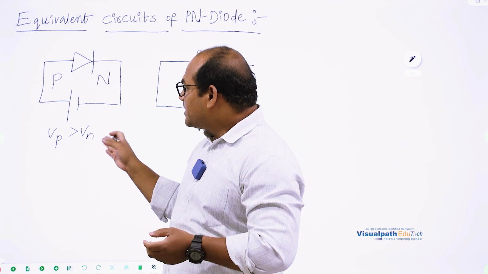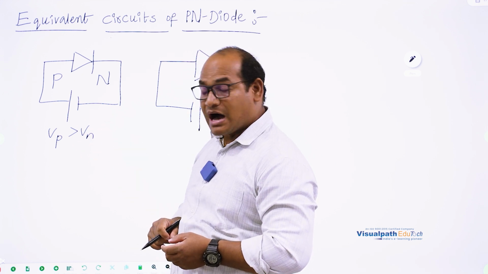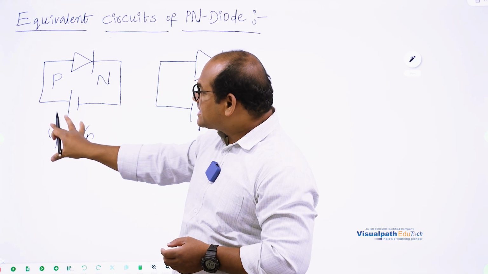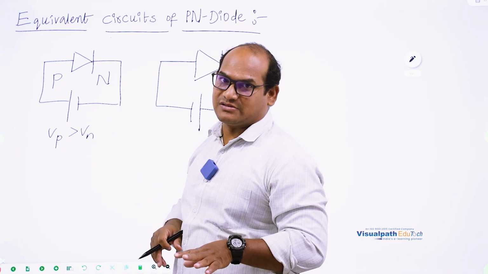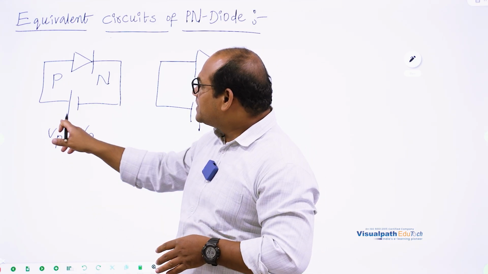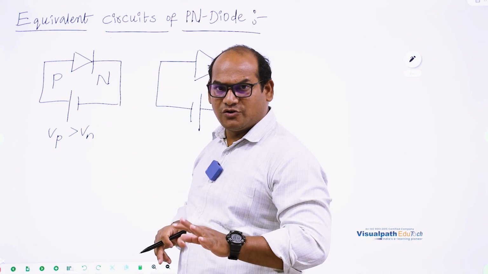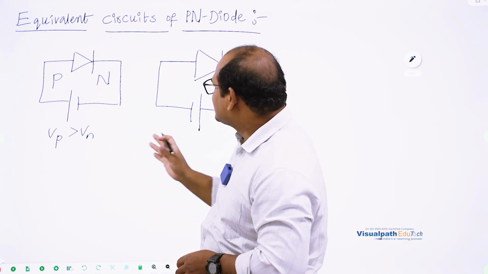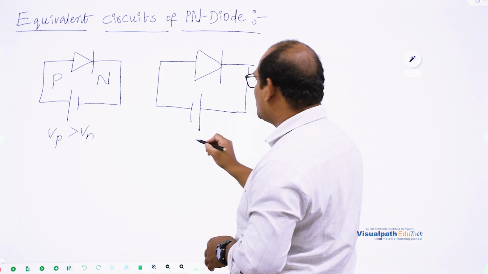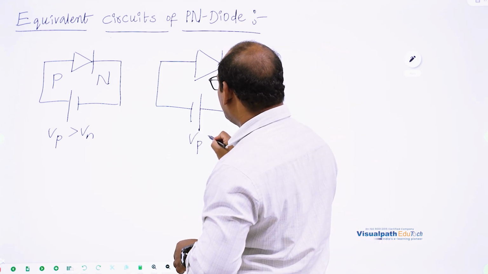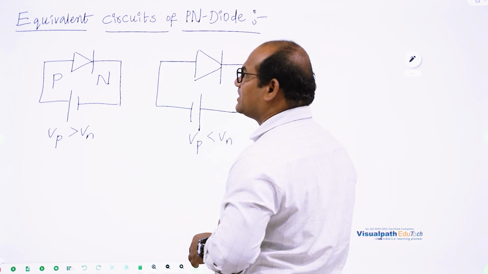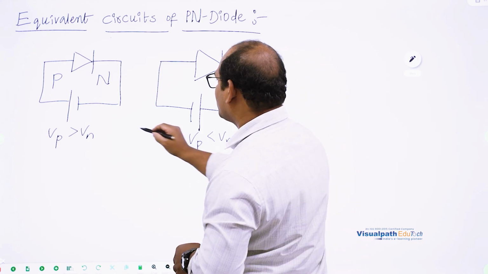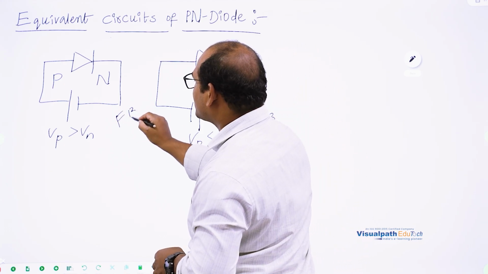And this can be achieved by providing 0 volts here also, or by providing 0 volts on this side also, or by providing negative voltages also. But the condition is the P side voltage must be greater than the N side voltage. That is enough to tell the diode is under forward bias. The same thing applies here also. Here we should maintain Vp less than Vn. Then we can tell the diode is under reverse bias. So here forward bias, here reverse bias.